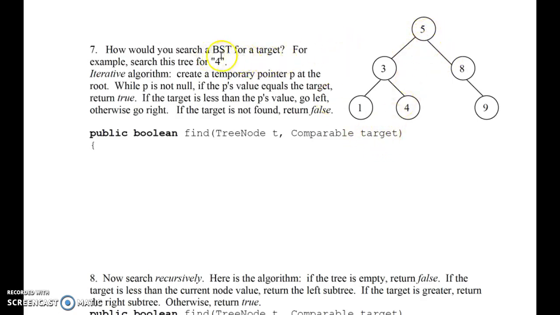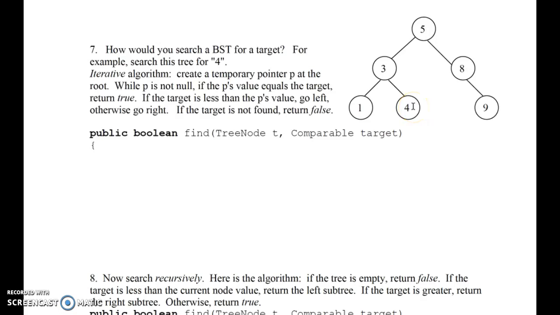So in the case where I'm looking for 4, P is going to be the 5, and this node is not null, and 4 is less than it, so I'm going to go to the left. This node is not null, and 4 is greater than it, going to go to the right. This node is not null, and this happens to be what I'm looking for, so I'm merely going to return a true or false.